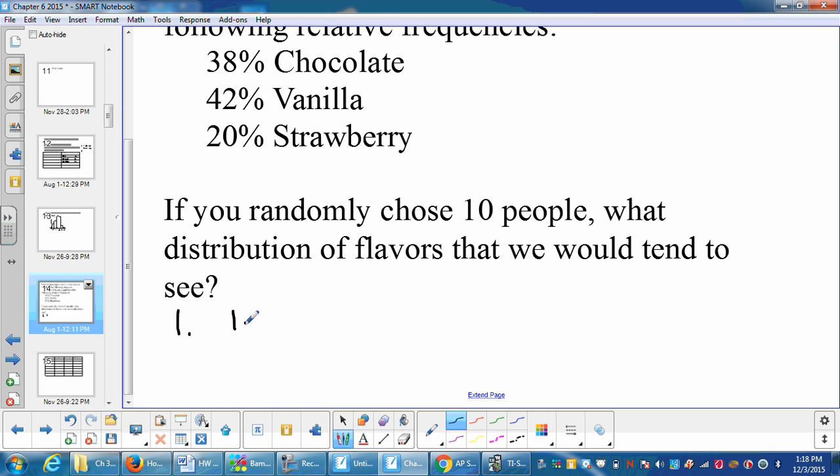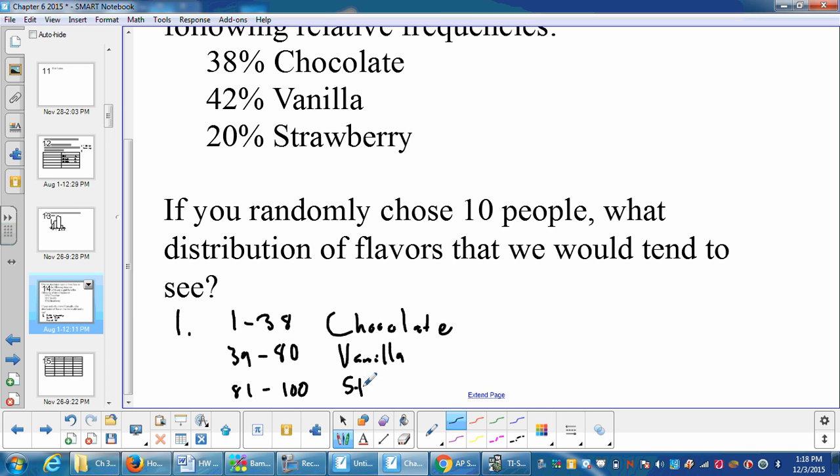First off, I would say 1 through 38 would mean chocolate. And the next 42 numbers, so that's 39 through 80, is going to be vanilla. And then 81 through 100 is going to be strawberry.